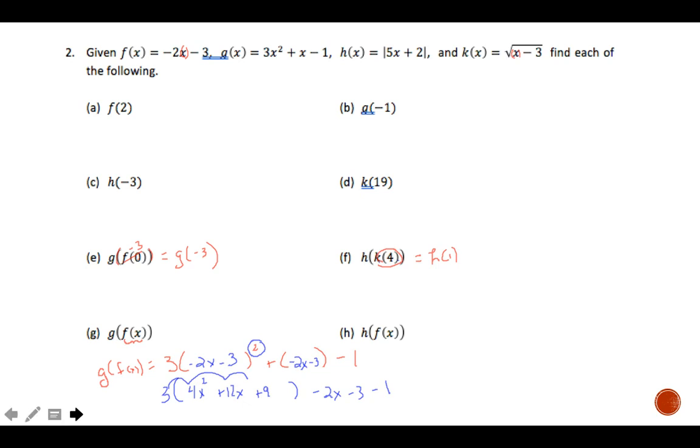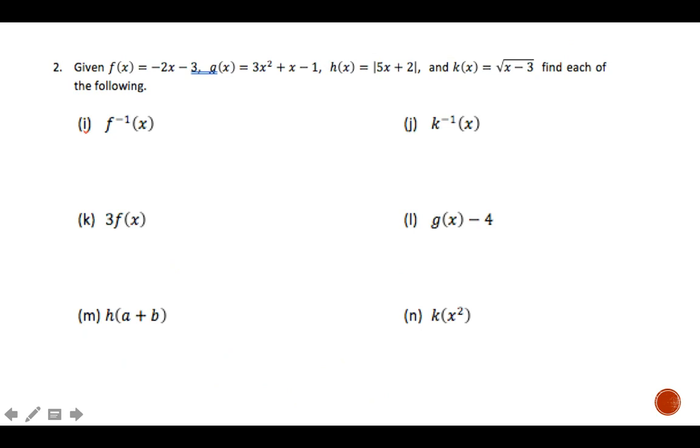And again, you can see all the answers to these online, but I wanted to make sure of those processes. Continuing with number 3, I'm actually going to do this screen backwards because the last ones here, M and N, are just plug and chug, right? Go to H and plug in A plus B. So H is over here.